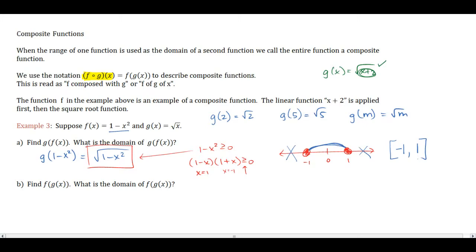It is a very restricted function, right? It can only work for that section. All right, what about f of g? Would it be the same answer if I did it the other way? Well, let's find out. You would do f of g of x.